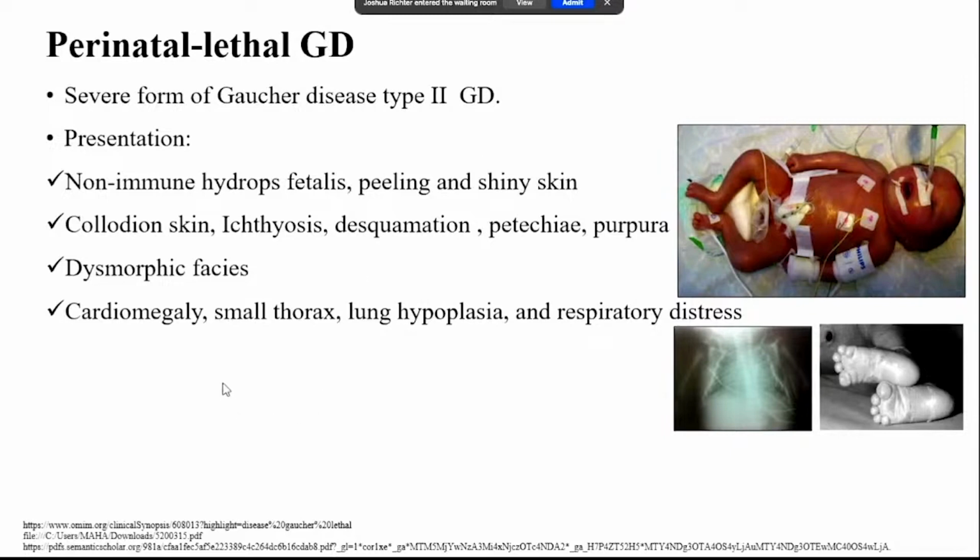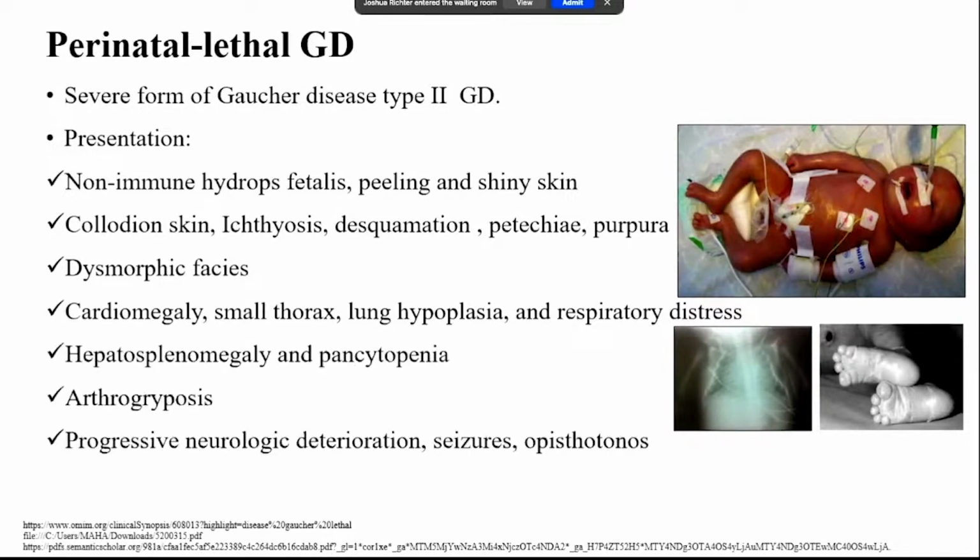Dysmorphic features are there as well, and cardiomegaly with a small thorax and lung hypoplasia that lead to respiratory distress is common. Hepatosplenomegaly and pancytopenia, and arthrogryposis due to bone and joint deformity and stiffness. Also progressive neurological deterioration like seizures and hypotonia is common, and those are the mutations that cause this kind of Gaucher disease.